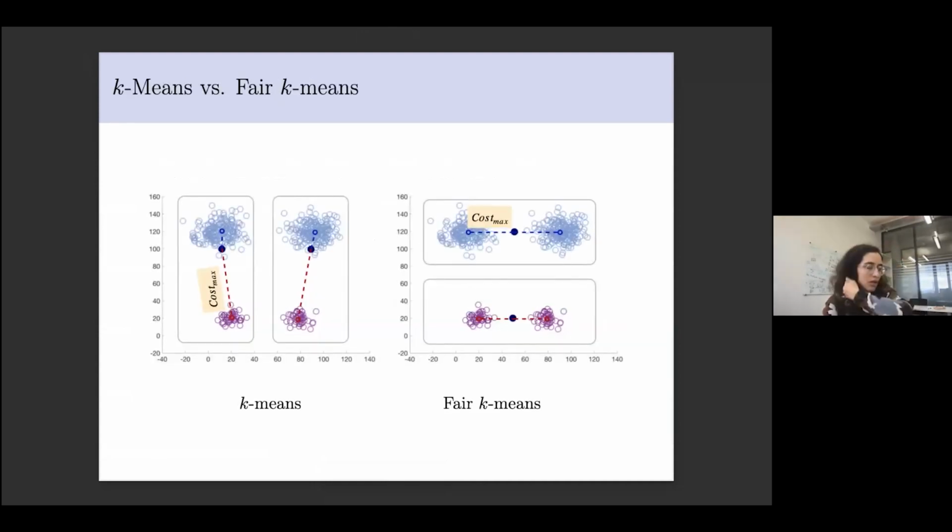Now going back to our toy example, comparing the cost max for these 2 different clusterings on the same data, for the clustering on the left hand side, the cost max is the square root of the dashed red line. So it's the average access cost that a purple data point has to get to the closest center. But for the right-hand side clustering, the cost max is the square root of the blue dashed line. So as you can see, for the right-hand side clustering, the cost max is smaller compared to the left-hand side clustering.